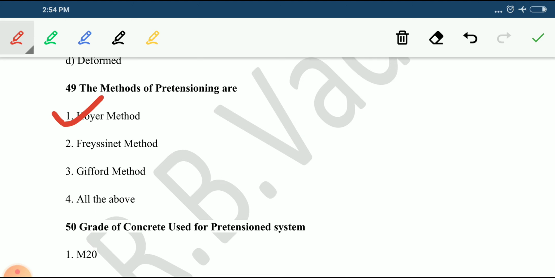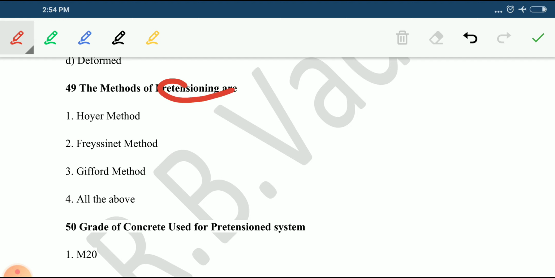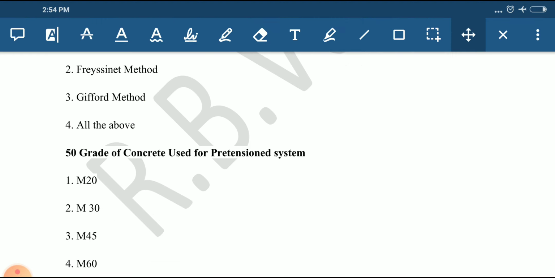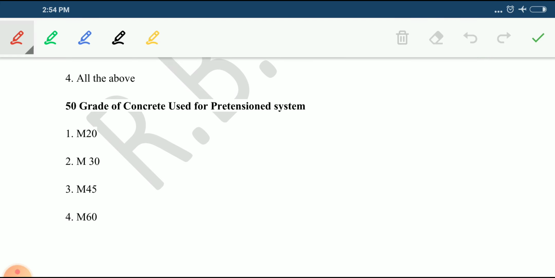That is the Hoyer method. This is mass construction. At a time you can cast a number of pre-stressing beams. That is the pre-tensioning method. This is the Hoyer method, the pre-tensioning. Okay, next. Grade of concrete used for pre-tension system. Usually, if you are going for a pre-stressed concrete member, what is the minimum grade of concrete you are supposed to use for pre-tensioning and post-tensioning?